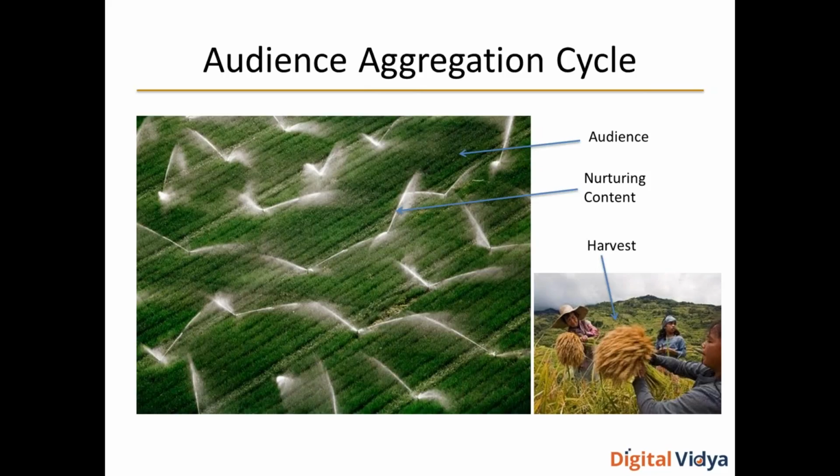So this is in nutshell audience aggregation. The audience is there. You will nurture them using the content, right? And then harvest. Something like, when you do agriculture, you sow seeds, then you put water, right? Then you put the right soil, you nurture it, you make it really good wet soil, and then you get the benefits of harvesting it. That is the audience aggregation cycle.